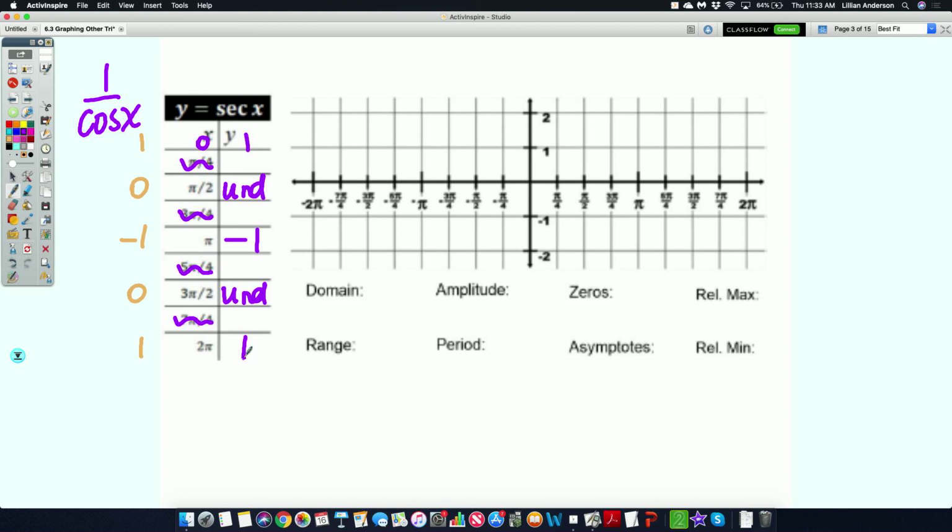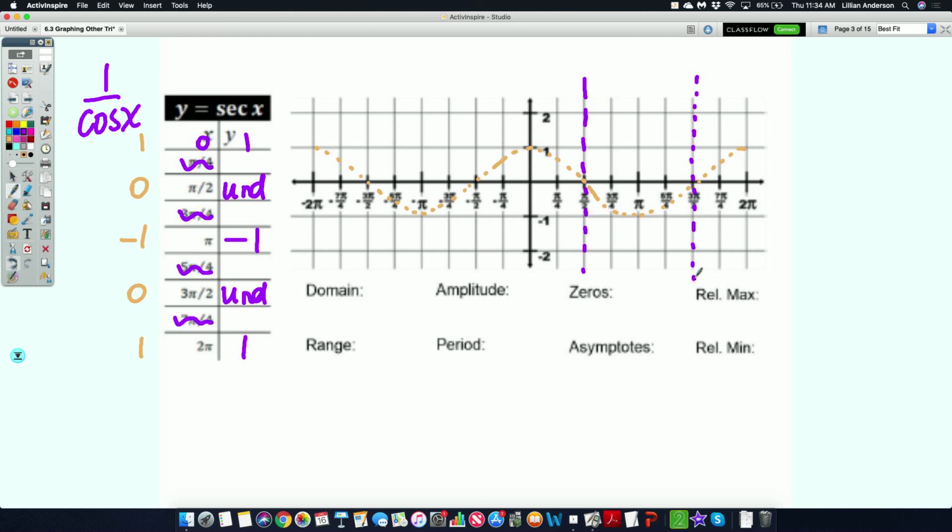Again, wherever there were zeros on your cosine function, it's undefined, which means you're going to have a vertical asymptote there. So in this tan color, I'm going to graph cosine very lightly, so that you can see how you can use that to help. So I have an asymptote at pi over 2 and 3 pi over 2.